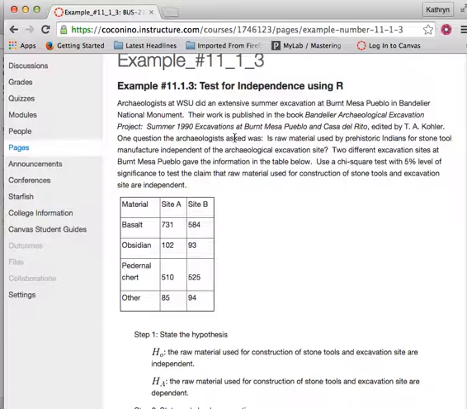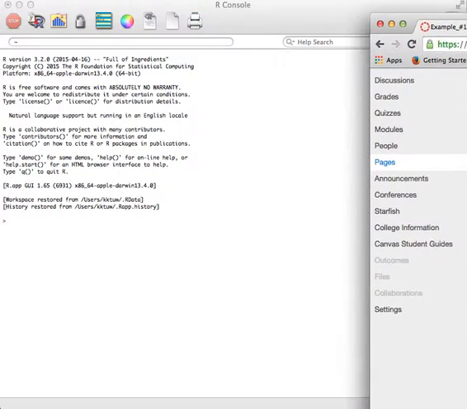And their question is: is the raw material used by the prehistoric Indians for stone tool manufacture independent of the archaeological excavation site? So in other words, depending on which site it is, does that say what kind of material they used? So here's a table that gives you that data that talks about the different type of material and the two different sites they're looking at. So we're going to go ahead and look at this process.